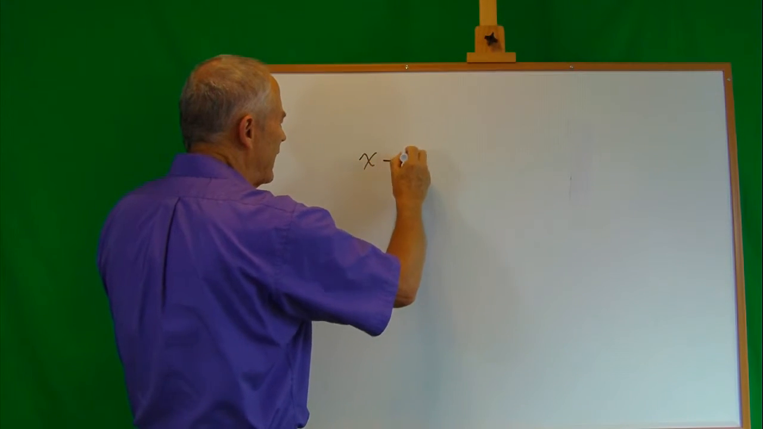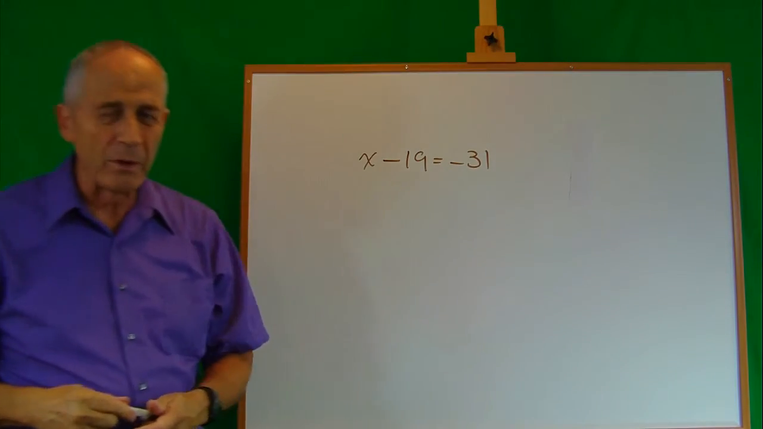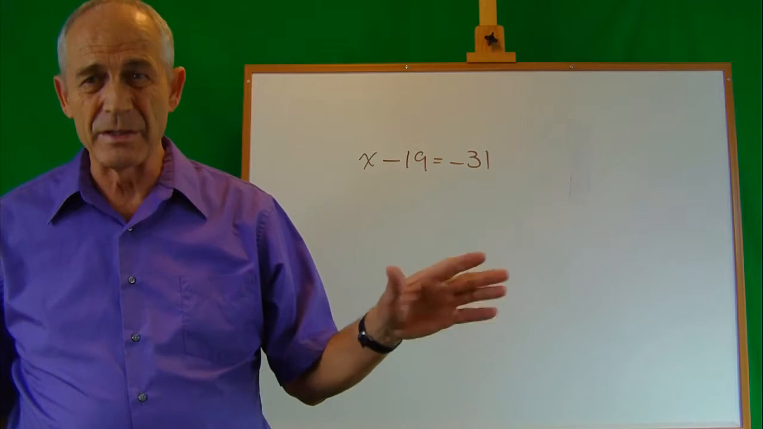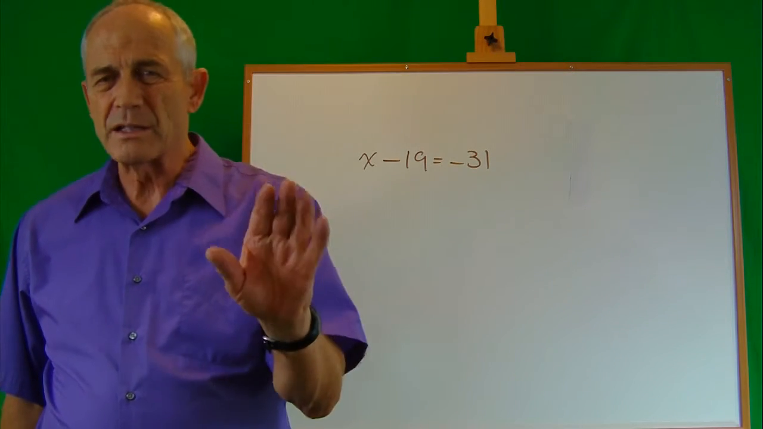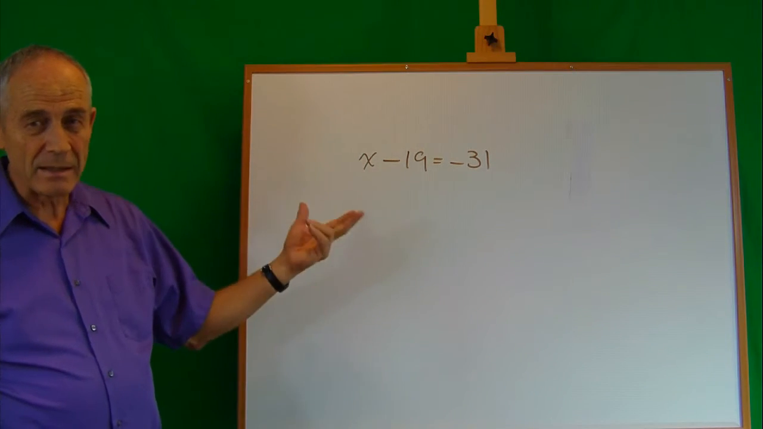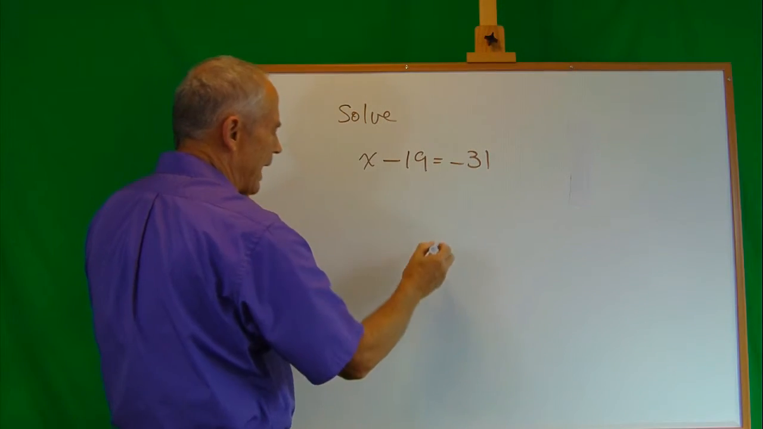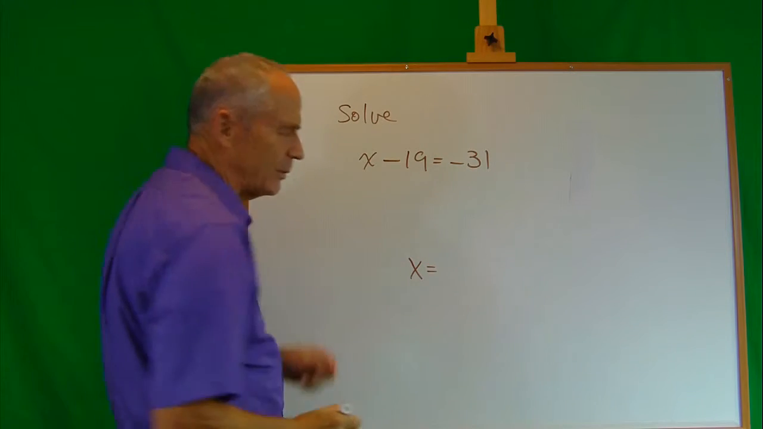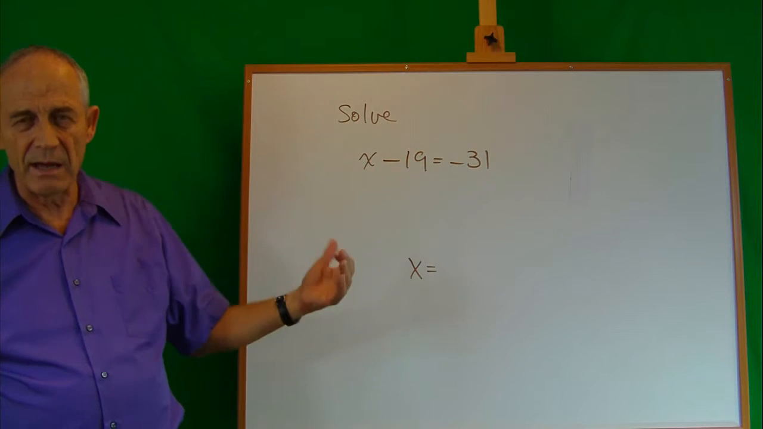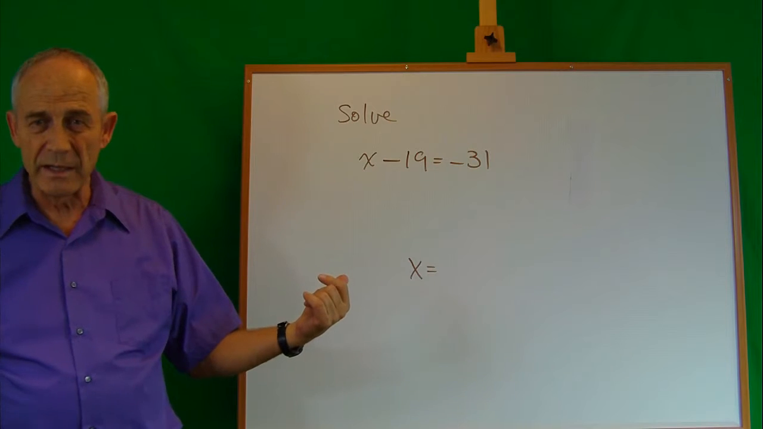Let's say I have this: some number x, subtract 19, is supposed to be equal to negative 31. Just by putting negatives in there, I already made it harder to just find out what the number is. But let's go through this so you can see what happens. If I'm asked to solve this, then I want to know what x is equal to. So basically I have to get x by itself, or isolate it, on one side of the equal sign.